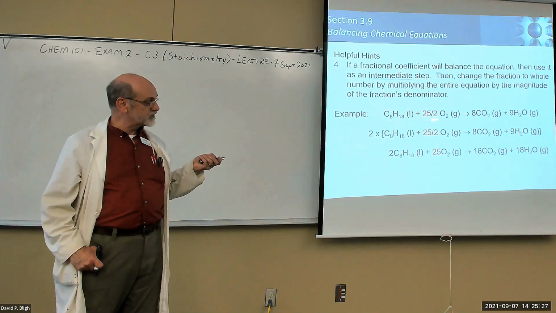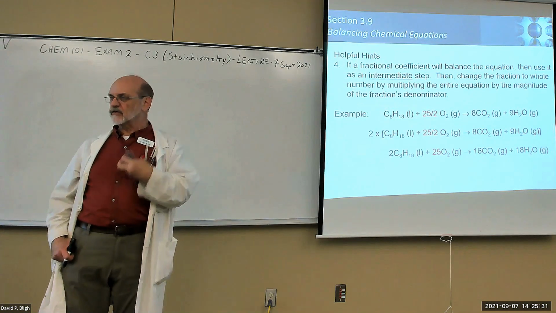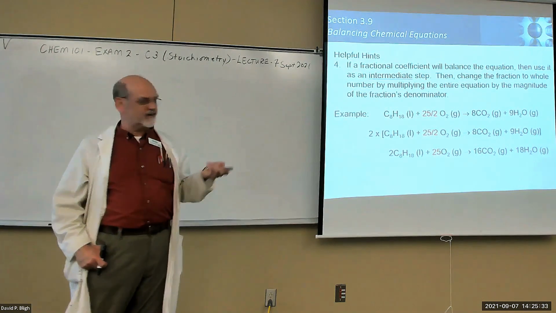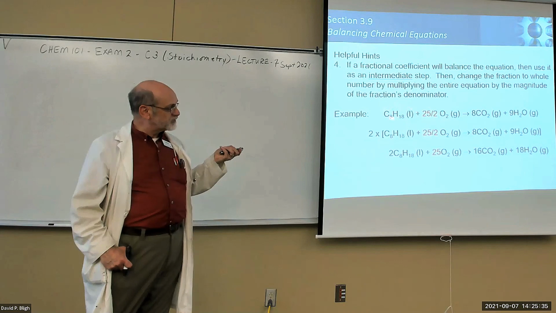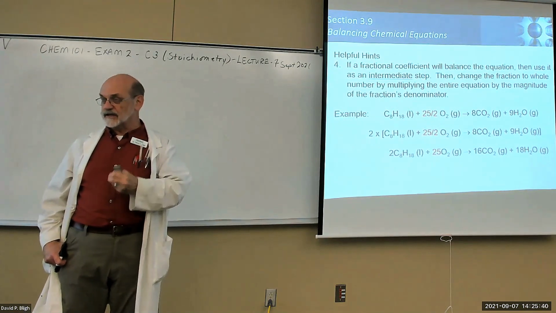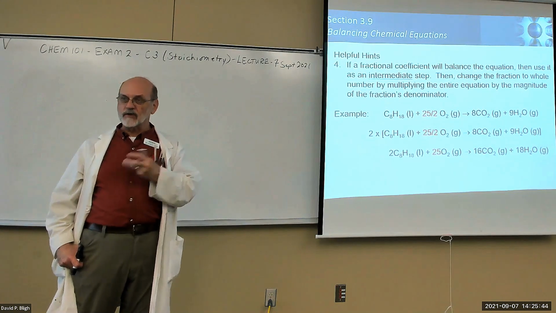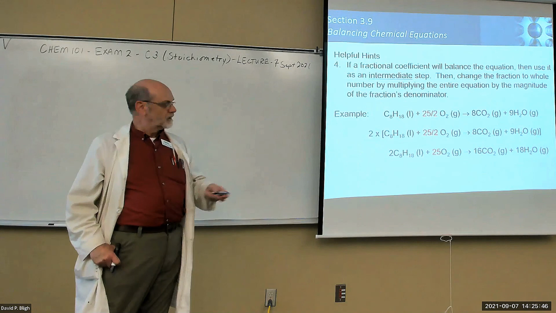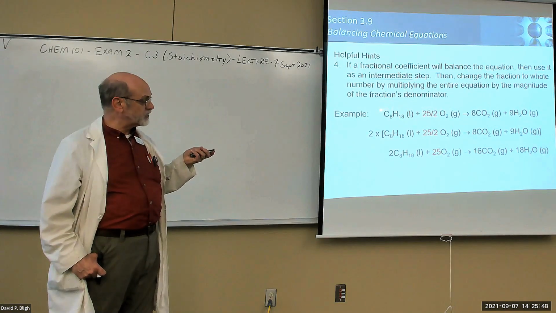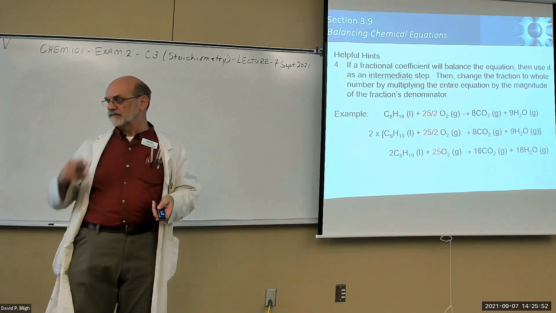Now, this equation is technically balanced. But how do we convert it into whole numbers? We got to get rid of that half. So if this is balanced, then if you do something to the entire equation, it's still balanced. You can divide by a whole number, you can multiply by a whole number. In this case, we multiply by 2. 2 times 25 halves is what? 25.